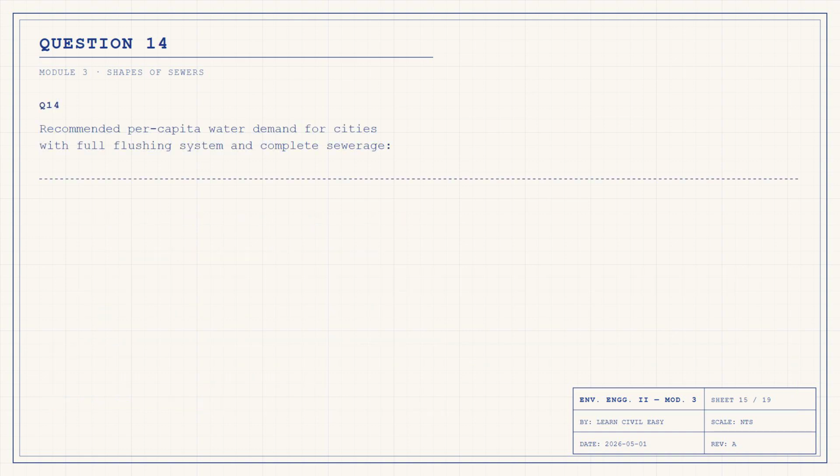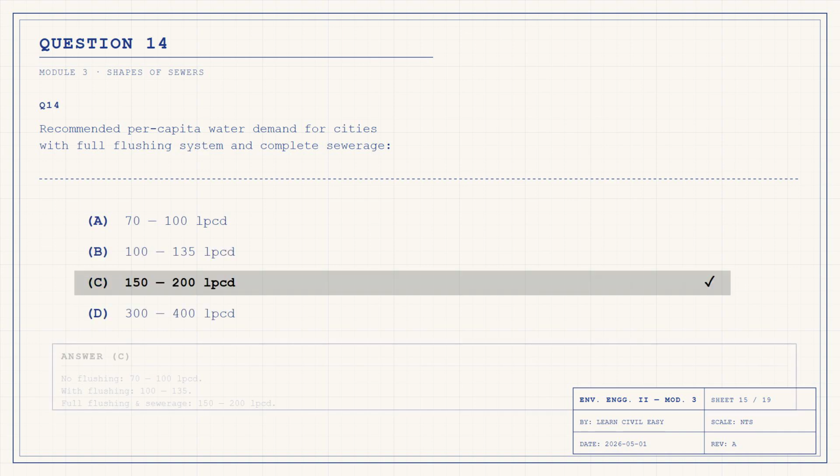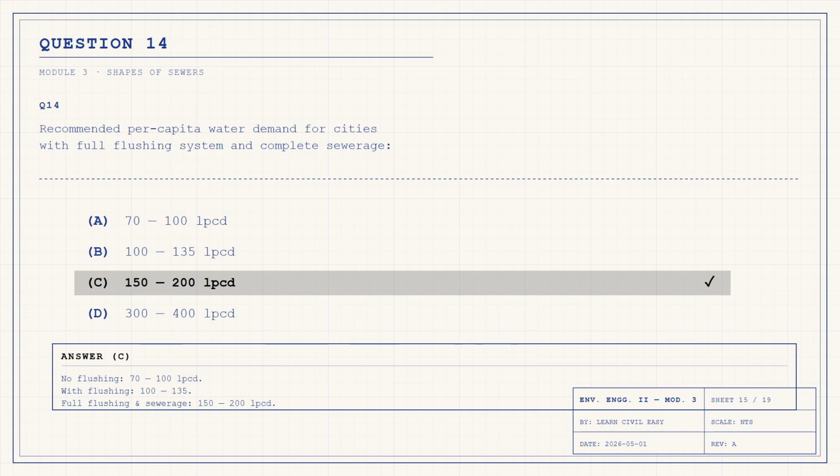Question 14. Per capita water demand for cities with full flushing and sewerage. The correct answer is C, 150 to 200 LPCD. Towns without flushing need only 70 to 100. Metropolitan cities go up to 270. The CPHEEO ladder is worth memorizing.